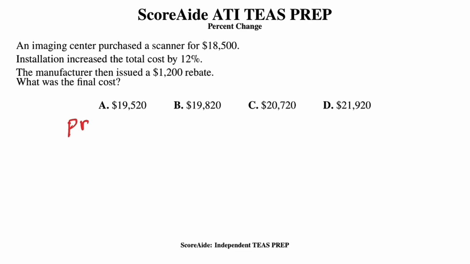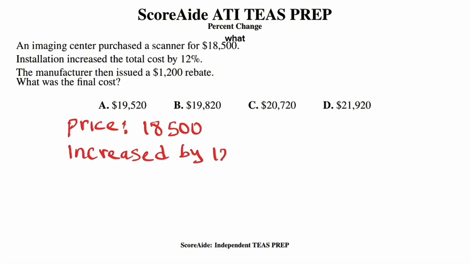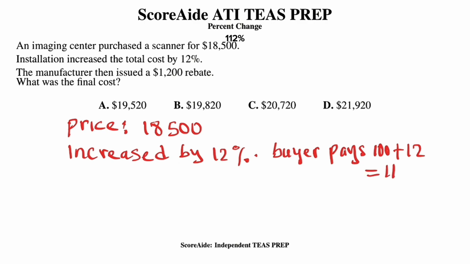So, price 18,500, right? And then we have an increase in price by what? 12%. So the buyer pays 100 plus 12, which is equal to 112%. So the buyer pays 112% of that amount.